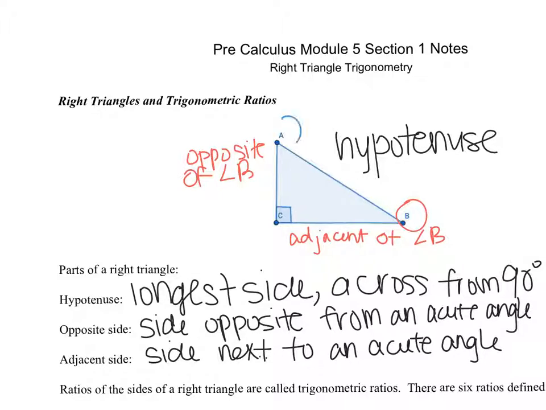If we look at angle A, its opposite side is going to be BC. So BC is the one that's opposite of angle A. And its adjacent side, the side next to it, is side AC. So side AC is adjacent of angle A. So the adjacent and opposite side are always dependent on which acute angle you're looking at in your right triangle. The hypotenuse is the one that always stays the same.